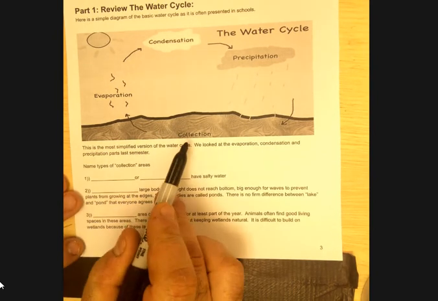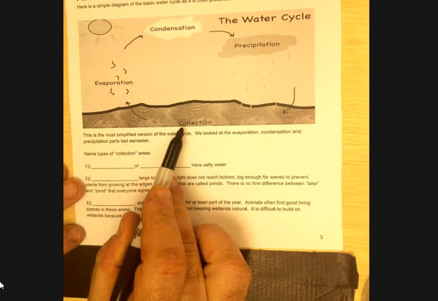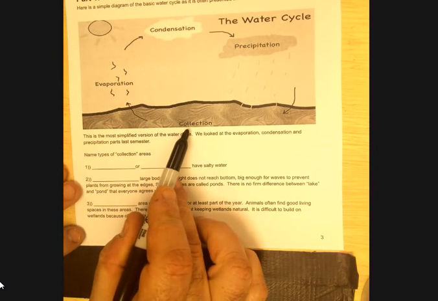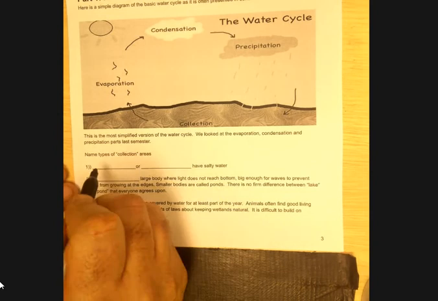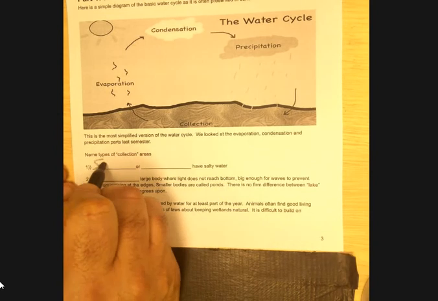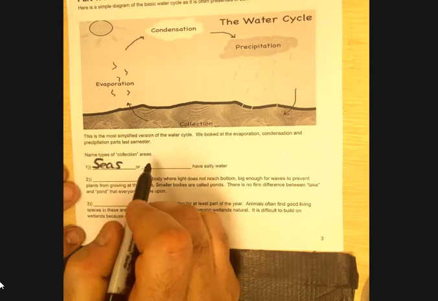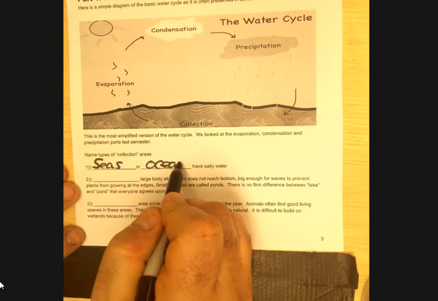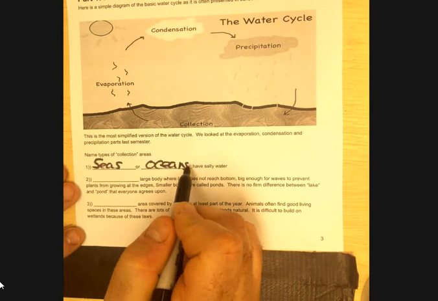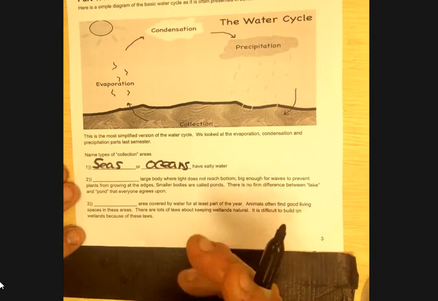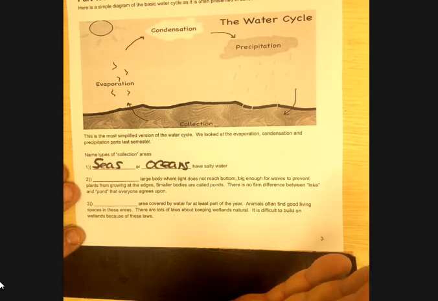We haven't really looked at this collection part too much. We've talked about oceans and rivers. Let's talk about other things. First of all, seas are basically just small sections of the ocean. So seas or oceans have salty water, and everything else that we can drink would be called fresh water.